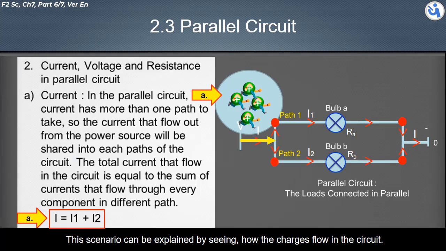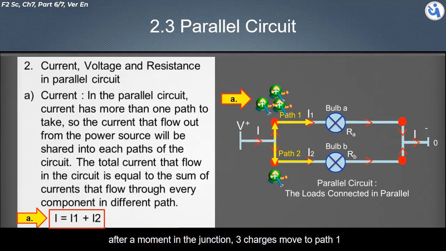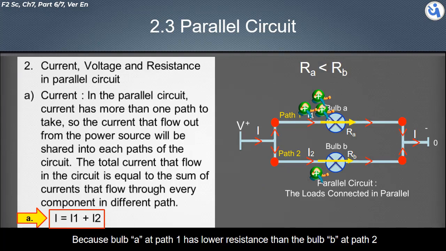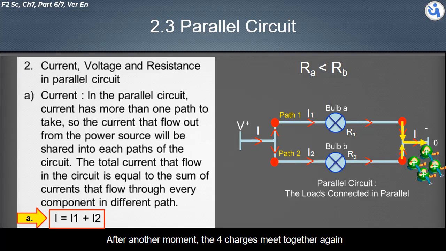This scenario can be explained by seeing how the charges flow in the circuit. After a moment in the junction, 3 charges move to path 1. At the same time, 1 charge moved to path 2. Why do more charges choose to go to path 1? Because bulb A at path 1 has lower resistance than bulb B at path 2. After another moment, the 4 charges meet together again.